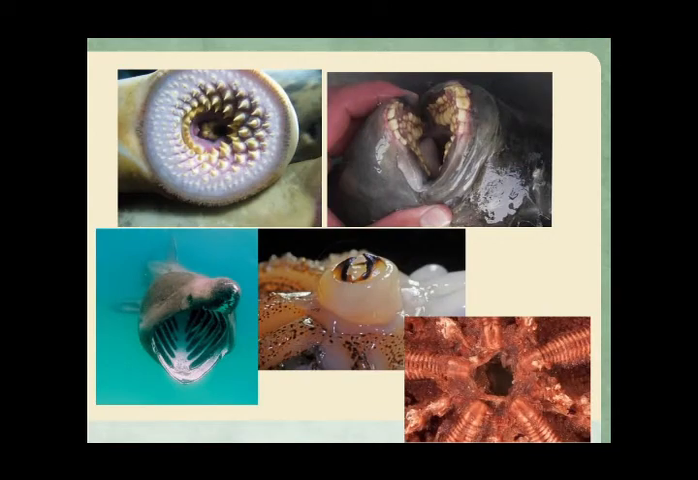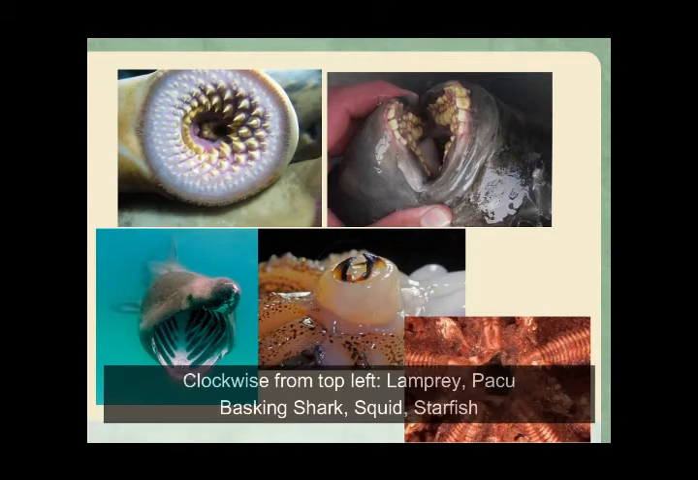So these are teeth of different organisms. You have lampreys, first of all, on the top left. Lampreys do not have actual teeth. These are just hooks for them to hook on host organisms so that they can suck the nutrients. That would be the pacu, the fish that has teeth similar to human teeth.